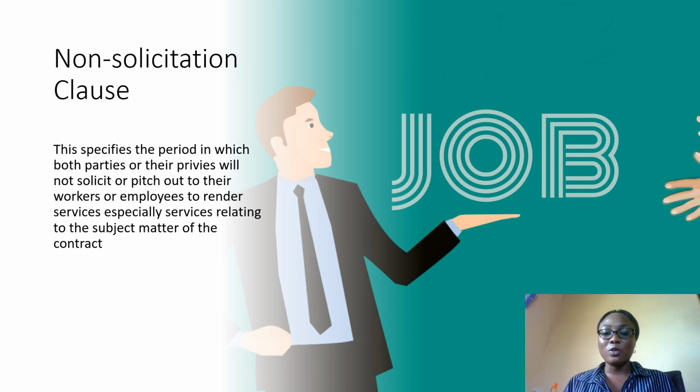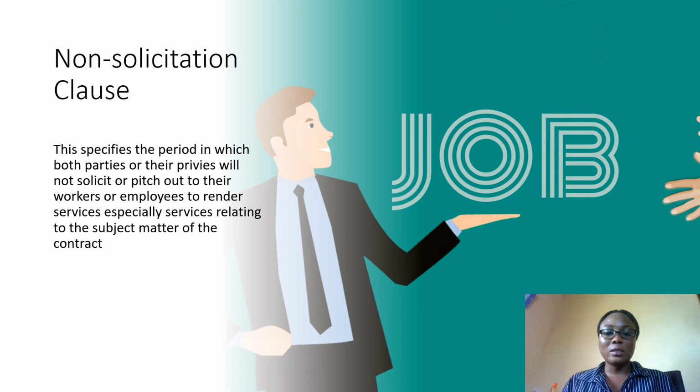The third one is a non-solicitation clause, and this clause mostly pertains to an employee and employer contract, and sometimes also pertains to a contract where you are servicing a party. As a company, you don't want that other party you are servicing to take your employees, your workers, to execute the contract that you and that party are working on.